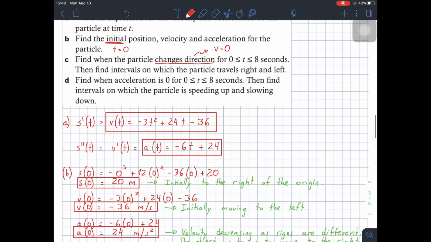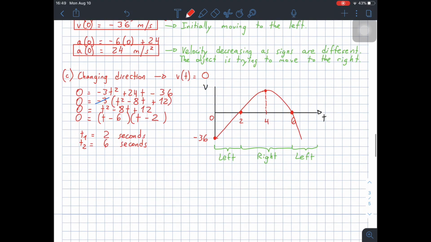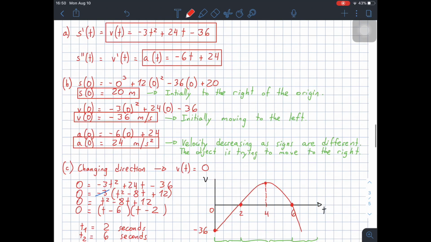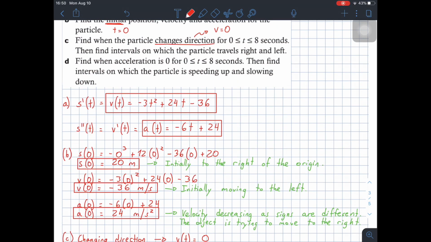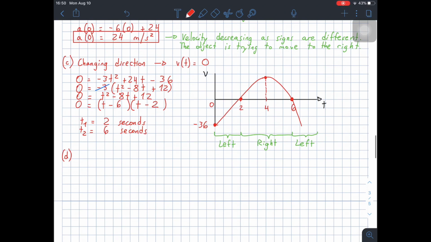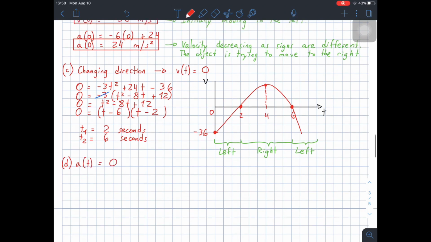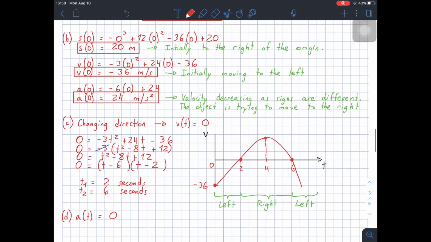Let's move on to part D. It says, find when acceleration is 0 for 0 to 8 seconds. Then find the intervals on which the particle is speeding up and slowing down. Okay, so we need to find when the acceleration is 0. That means that we need to set the acceleration function to 0, right? So that's exactly what we're going to do.